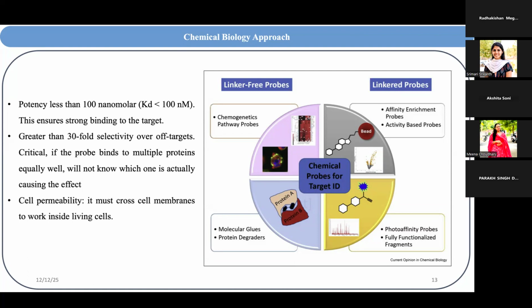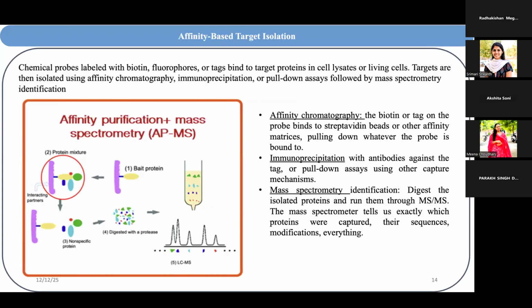One of the approaches is affinity-based target isolation. Once we have a validated chemical probe, we use it to physically isolate our target protein. The workflow is as follows: first, we label the probe by attaching tags to it. Tags include biotin, fluorophores, or other molecular handles. These should not interfere with the binding, but they allow us to track and capture the probe later. So it will not affect the binding; it just acts as a tracker.